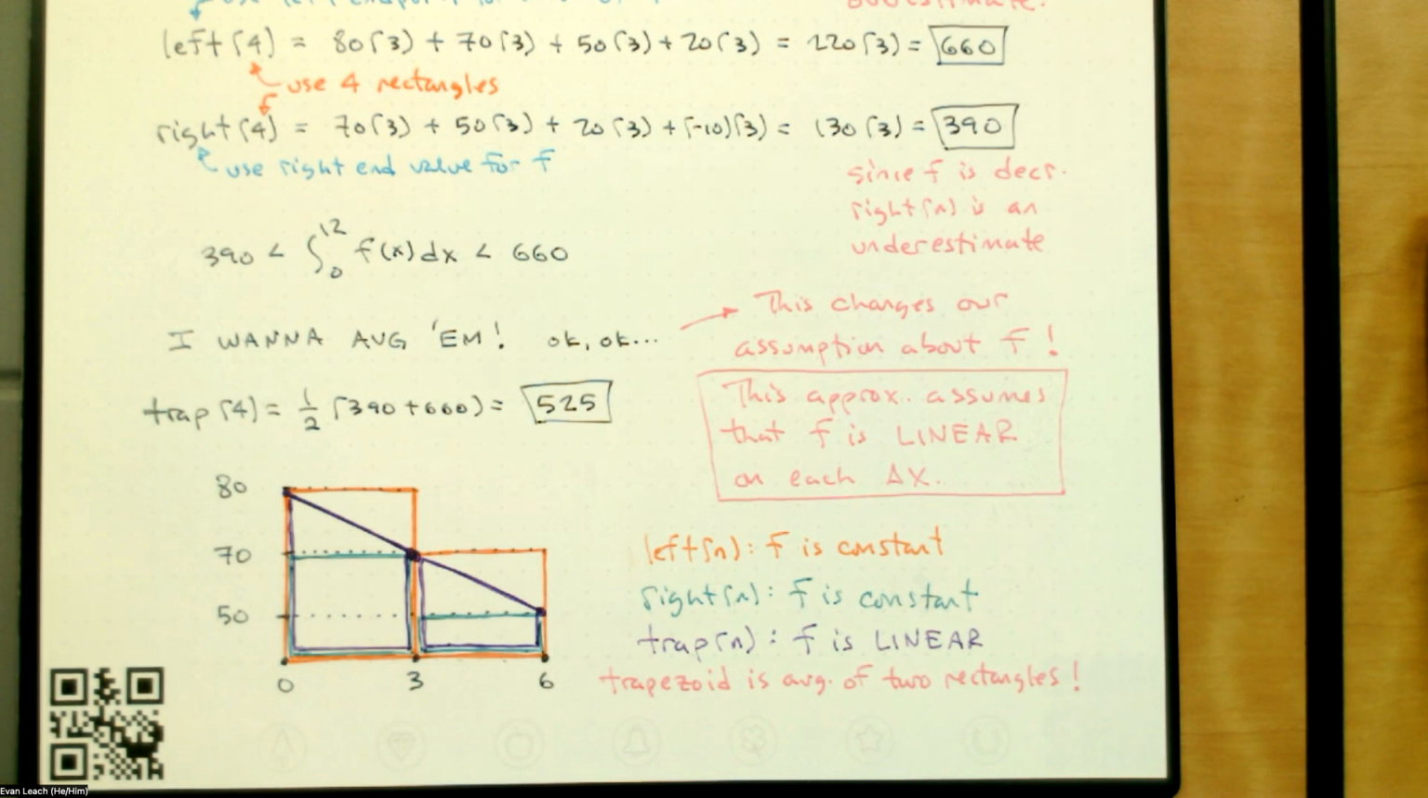So when you average the left and right approximations, you are finding the trapezoidal approximation. You can also write down the trapezoidal approximation directly by just calculating the area of a trapezoid.